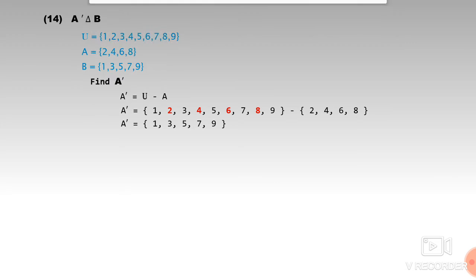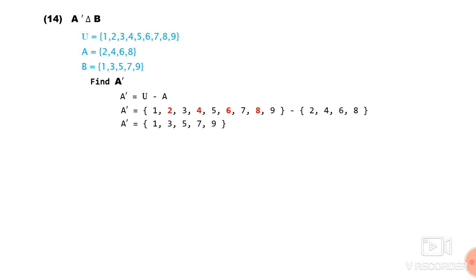Now to find A complement, symmetric difference B, just write down the sets first. Set of A complement is 1, 3, 5, 7, 9. Symmetric difference set B also contains 1, 3, 5, 7, 9. Here we have two options. Either use the formula which we have learned, or we can find out symmetric difference directly. If we have to find just the symmetric difference, we will use the formula. If finding symmetric difference is a part of any question, we can solve it directly.